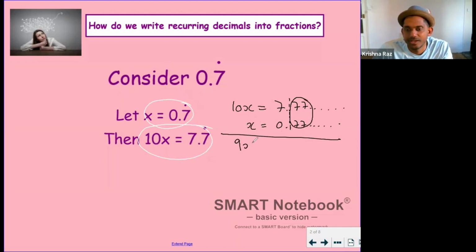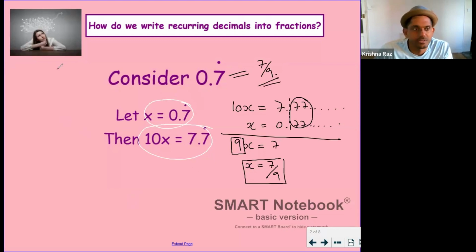So we'll end up with 9x equals 7. All we have to do now is divide both sides by 9, and we get x is 7/9. So in other words, 0.7 recurring is the same as 7/9.